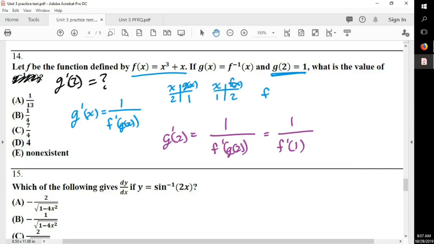We go f prime of x equals 3x squared plus 1. Now, do you guys know what f prime of 1 would be? We got to plug in the 1, right? So we got 1 over 3 times 1 squared plus 1. And that would be 3 plus 1 on the bottom, so 1 over 4. Is that answer over there? Yay, we win!